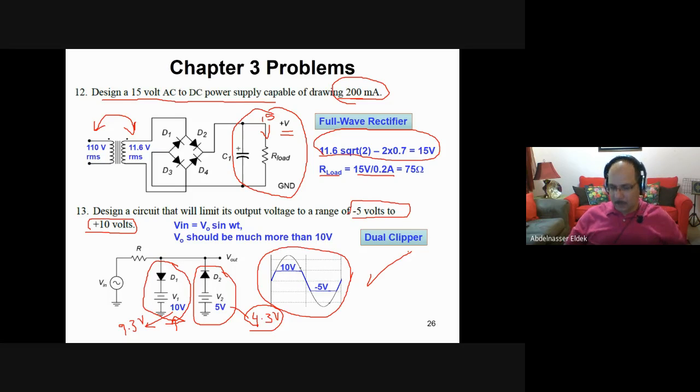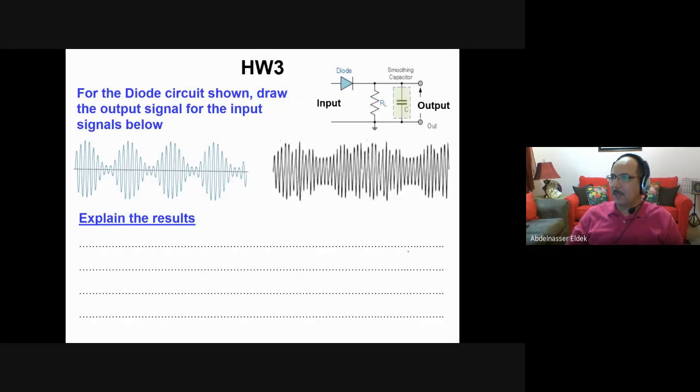Okay. Let us see. I believe this is the last problem. This is a homework, and as I explained before, this circuit is a very important circuit that we use sometimes for telecommunication as a demodulation, amplitude demodulation. And it is a peak detector. Peak means it will detect the peak.